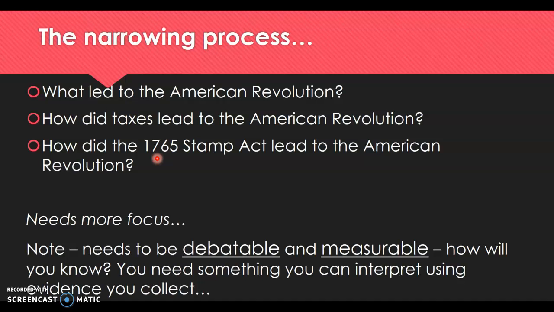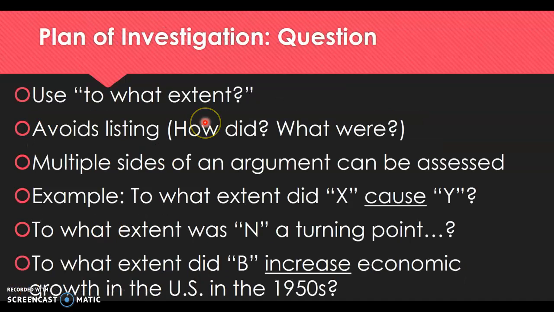That's a good thing, but it still also needs to be a question that's debatable. I don't want a how question because I want there to be multiple answers. And I also want it to be measurable. How am I going to know if the Stamp Act led to the American Revolution? What am I looking for as an indicator of that? So this is going to lead me to some changes I can make in my question. I want to start out with the phrase "to what extent." That inevitably opens up a debate. To what extent? To a great extent, to not any extent, or to somewhere in between. So there's automatically a debate.